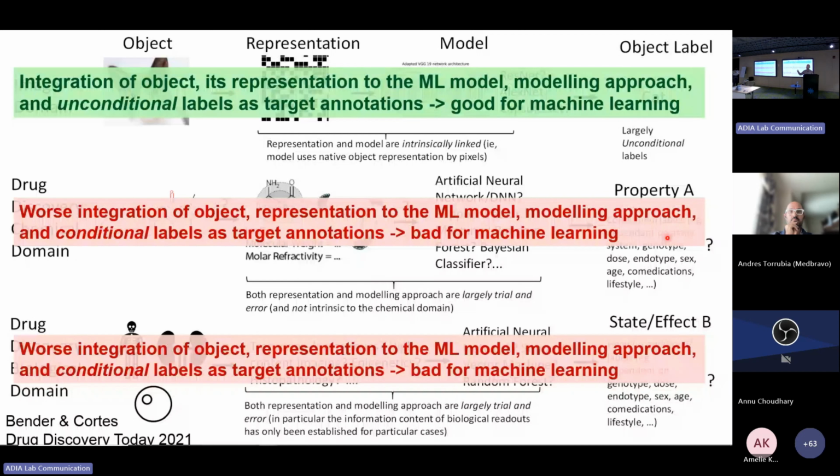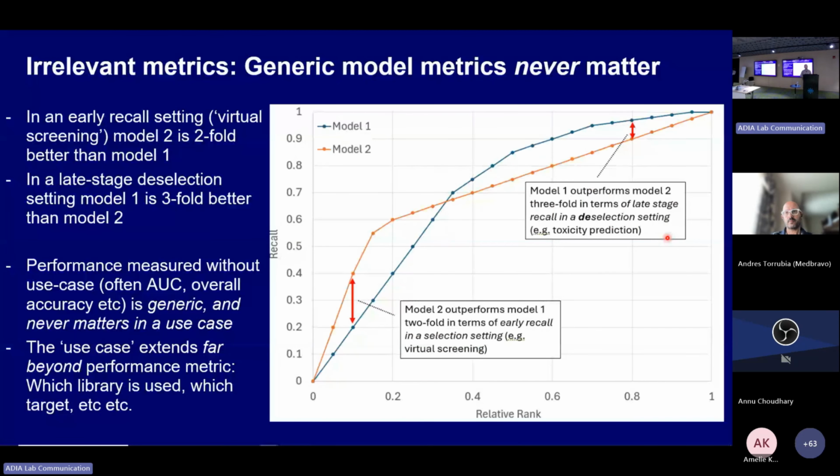So that was meant to illustrate that life science data is quite different from data in other domains, such as image and speech recognition. Also, model validation is often not really considering use cases. That's one of the problems, not only in the life sciences, but also more generally, I think. Quite often, if you read a machine learning paper, you have generic model metrics, AUC, for example, average precision, and so on. In many use cases, those generic model metrics don't really matter.